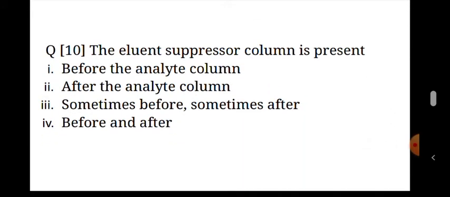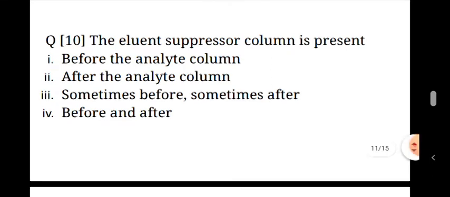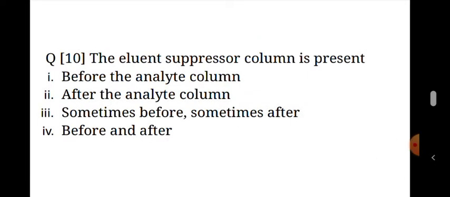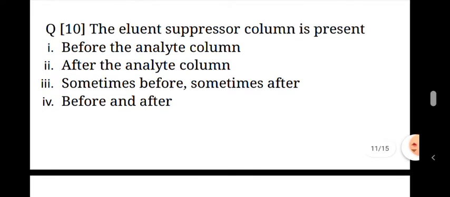The eluent suppressor column is present before the analyte column, after the analyte column, sometimes before and sometimes after, or both before and after the analyte column? The correct answer is after the analyte column. After the separation is done in the main analyte column, the output goes into the suppressor column. In the suppressor column, the mobile phase ions are removed, and then the separated analyte ions go to the detector.